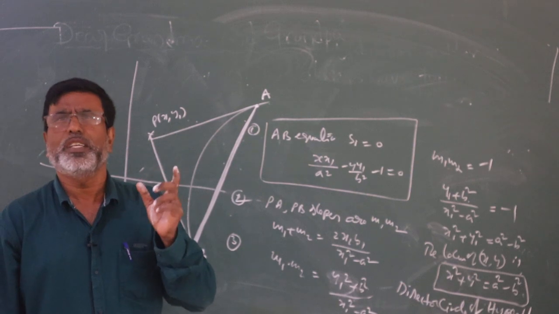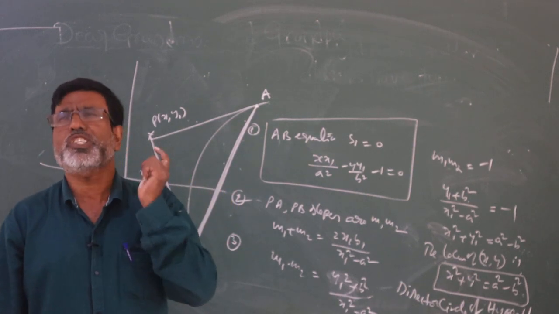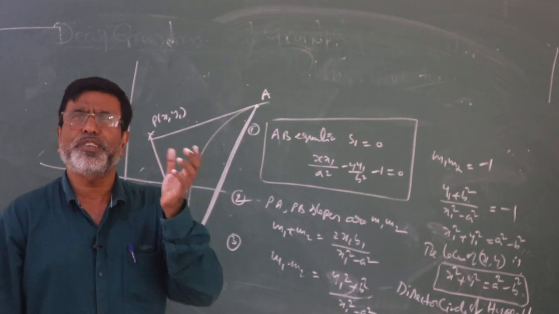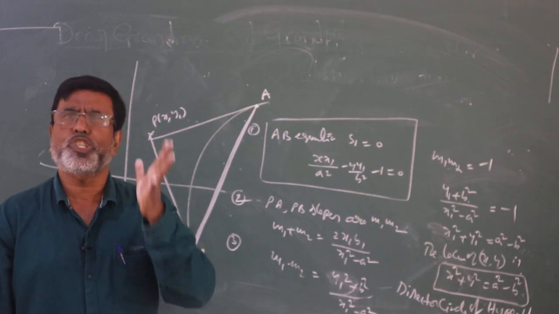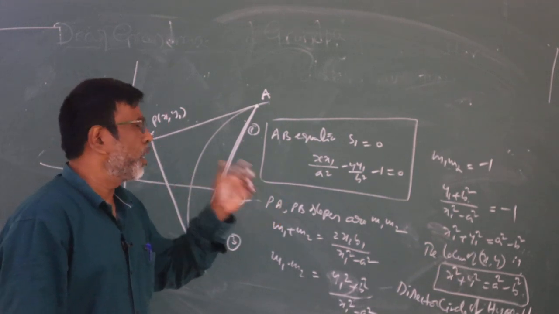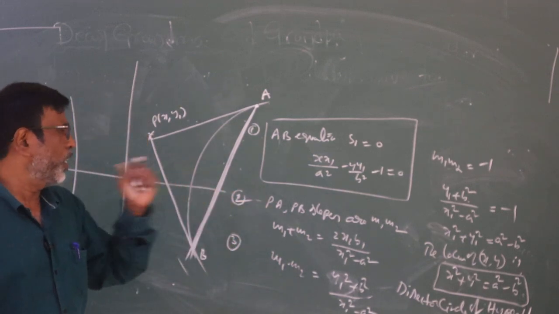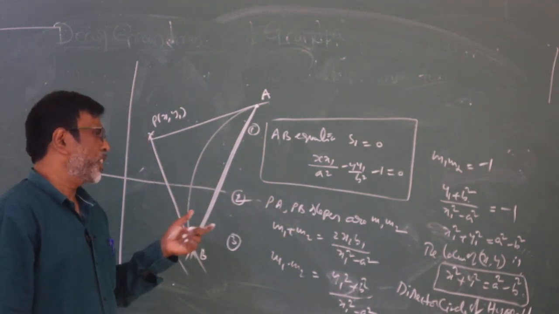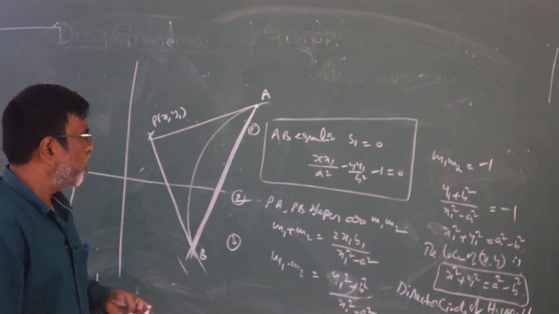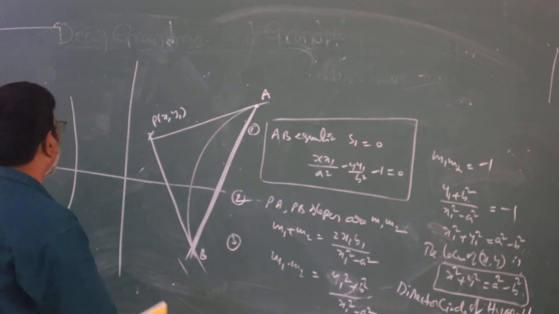Once again, this is a very important point. What is meant by director circle? The locus of the point of intersection of perpendicular tangents to the hyperbola is said to be the director circle. So the director circle is x square plus y square equals a square minus b square. This is very important.